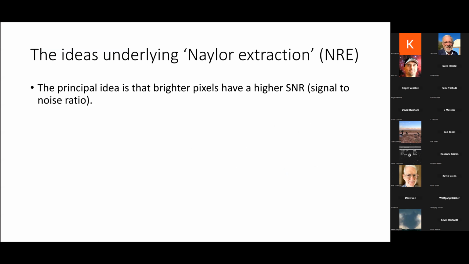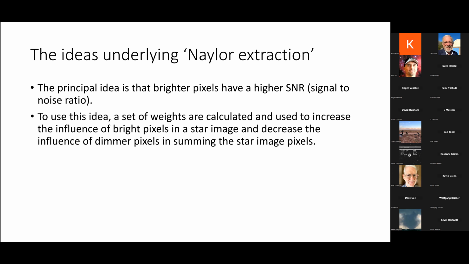Okay, so the idea underlying what I'm going to call Naylor extraction, and I use NRE for that, that's my terminology. The principal idea is that brighter pixels have a higher signal-to-noise ratio. So to use this idea, what you want to do is calculate a set of weights that are used to increase the influence of the bright pixels in a star image and decrease the influence of dimmer pixels in summing the star image pixels.